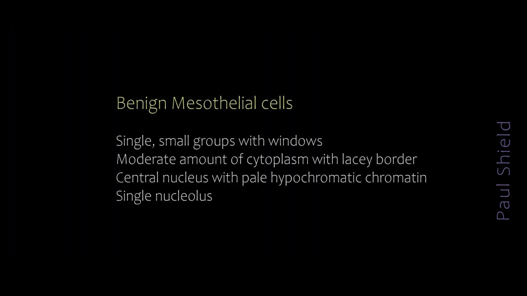So, in summary, benign mesothelial cells are usually single in arrangement, often in little pairs of cells, or very small groups that show obvious windows in between the cells where they're separated. There is usually a moderate amount of cytoplasm, which has a distinctive two-tone nature to it with a lacy border. Nuclei are usually central, but sometimes appear a little eccentric, and they typically have that very pale, fine, hypochromatic chromatin. And nucleoli may be quite prominent at times.